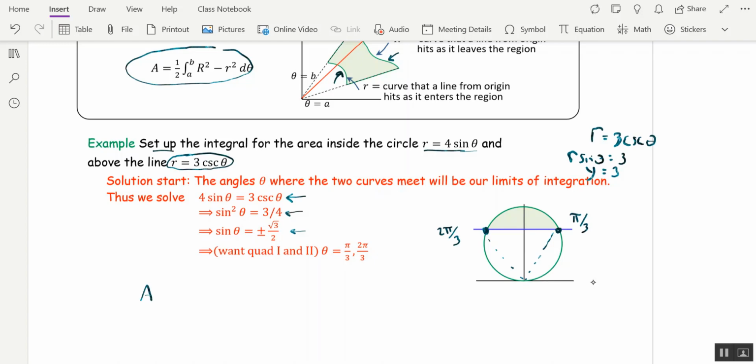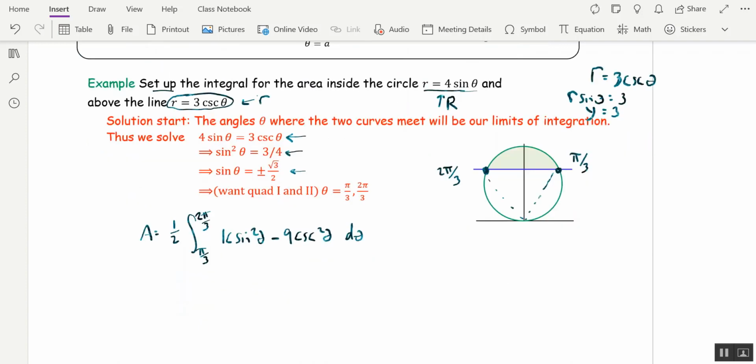So now I can set up my integral. It's going to be 1/2, I'll put that out front, and an integral from pi over 3 to 2 pi over 3. I want big R squared. My big R is the circle. This is big R. Little r is the line. So big R squared is 16 sine squared theta. Little r squared is 9 cosecant squared theta, d theta.